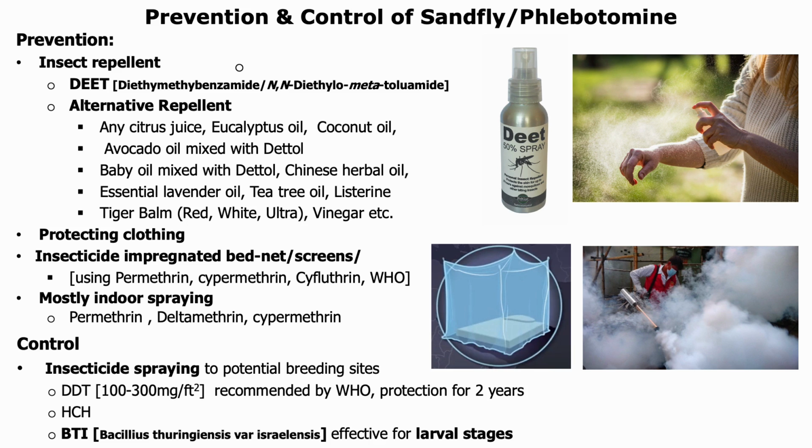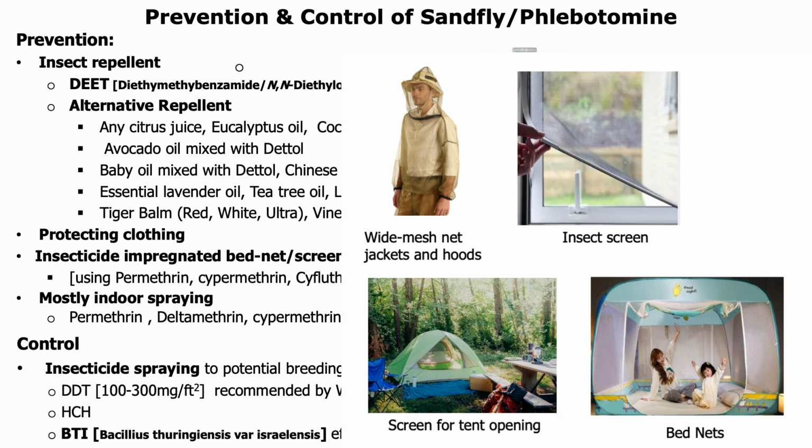So what about the alternatives? Will you use fine mesh mosquito net? No, it will impair the circulation of the air. Better to use insecticide treated standard mosquito net, wide mesh net jackets and hoods, head nets, screens, tent openings, bed nets may provide good protection. Treated bed net for sleeping indoors and treated window screen, door, and bed nets for indoor protection.